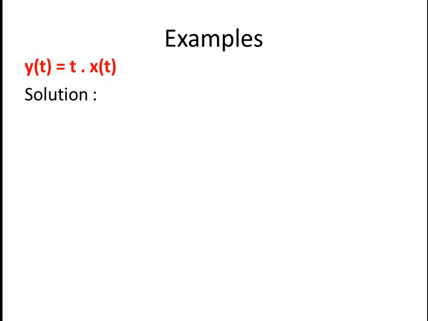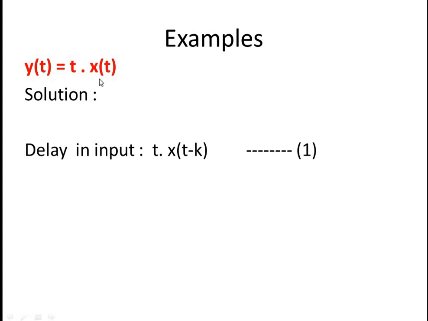Now we'll see the problem. y of t is equal to t times x of t. The very first thing is we have to delay the input by k units. Here the input is x of t, and you have to delay this input alone. So the equation will become t times x of t minus k. The first one is delay in input, so x of t will become x of t minus k. That is equation number 1.